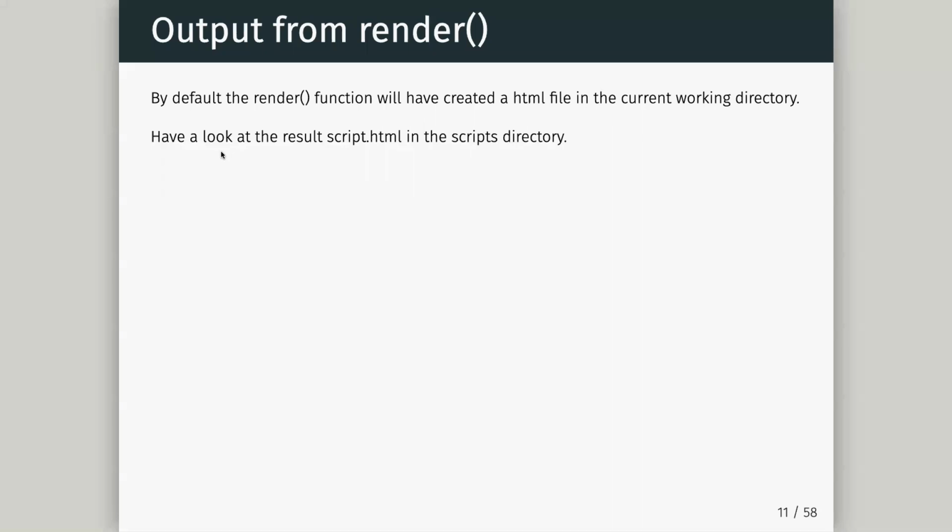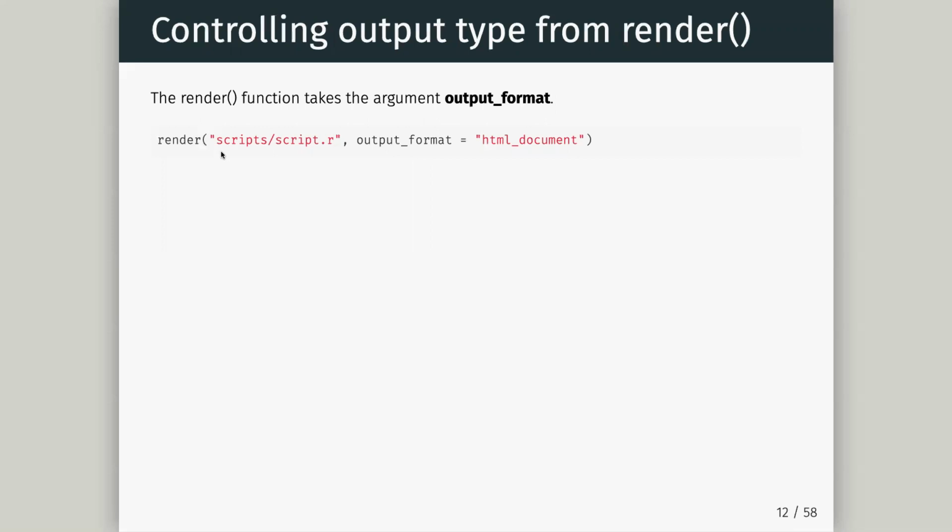So we can just have a look at that. We've already seen this, and we've already kind of assessed what that looks like. The render function can take additional arguments, so we can specify the output format we want.